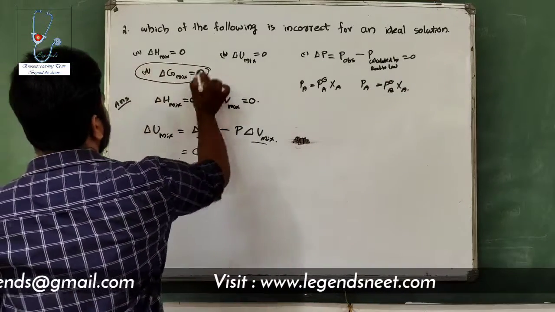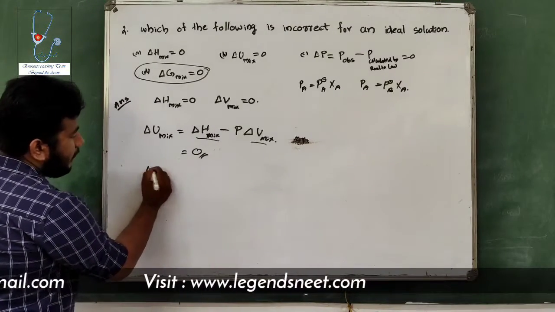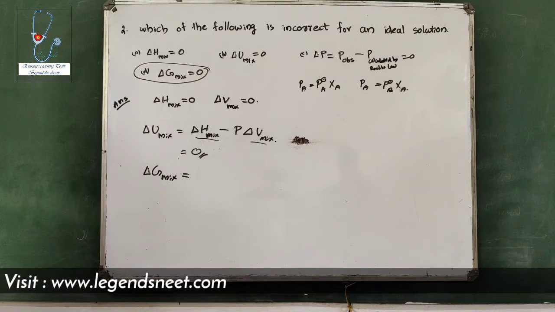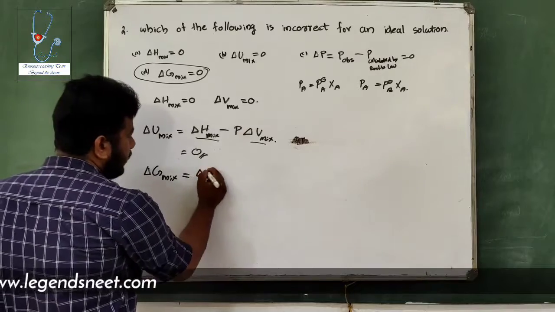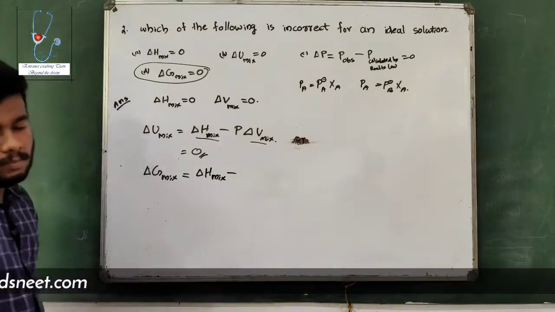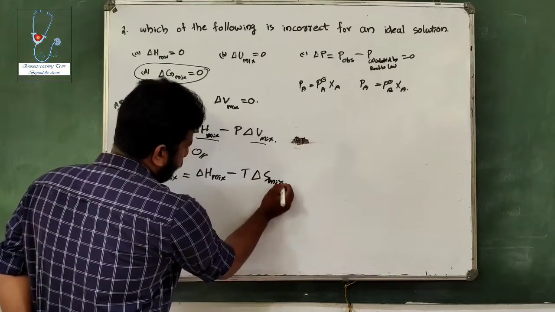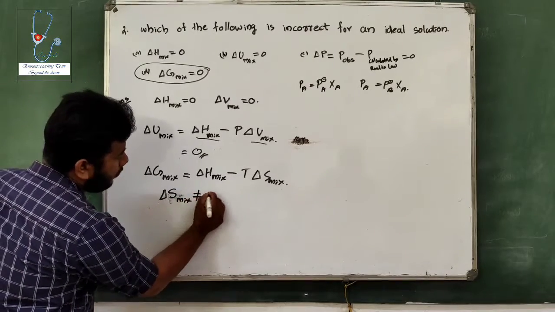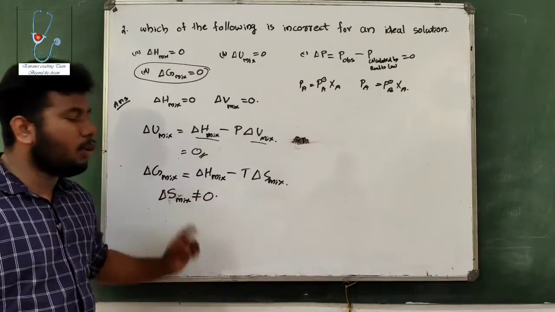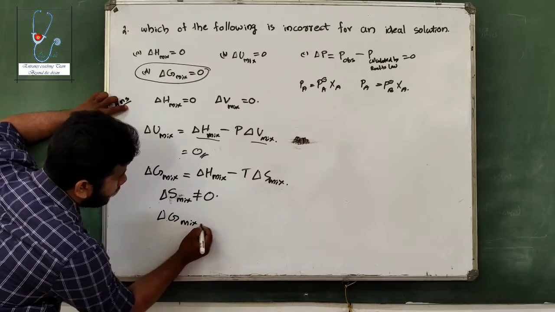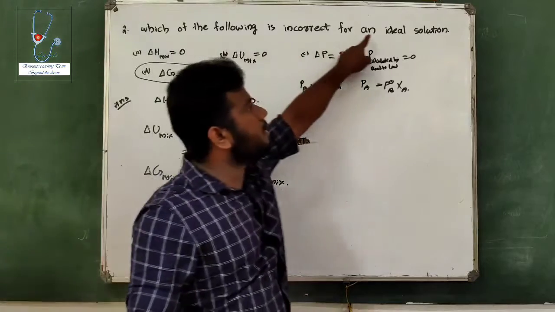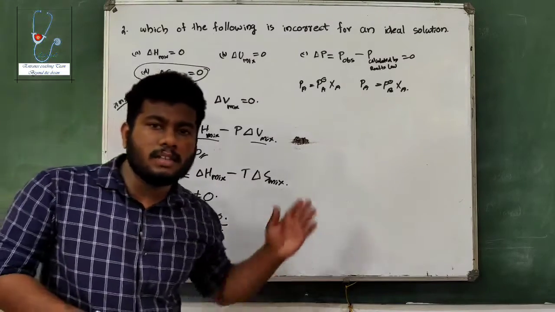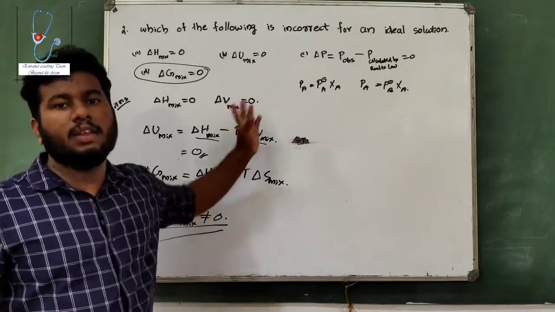And the last option, delta G mix is equal to 0. What is the equation for delta G? Delta G mix is equal to delta H mix minus T delta S mix. For an ideal solution, delta S mix is not equal to 0. Hence, delta G mix is not equal to 0. Hence, the answer to which of the following is incorrect for an ideal solution is option D. Okay. You got that point? Just rewrite this question once more and you will get the answer.